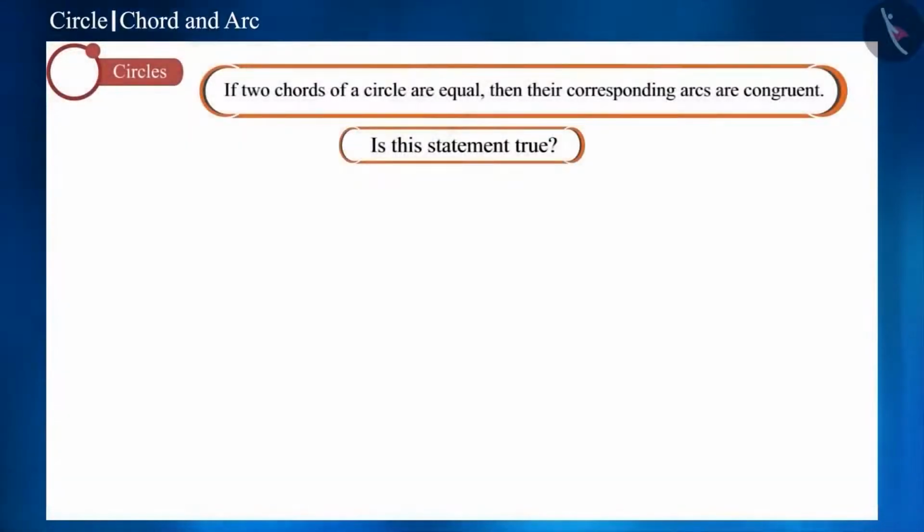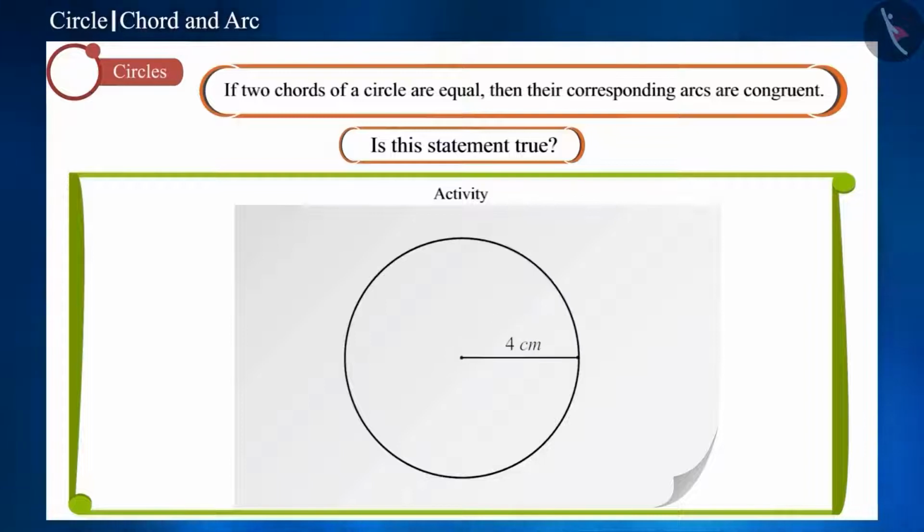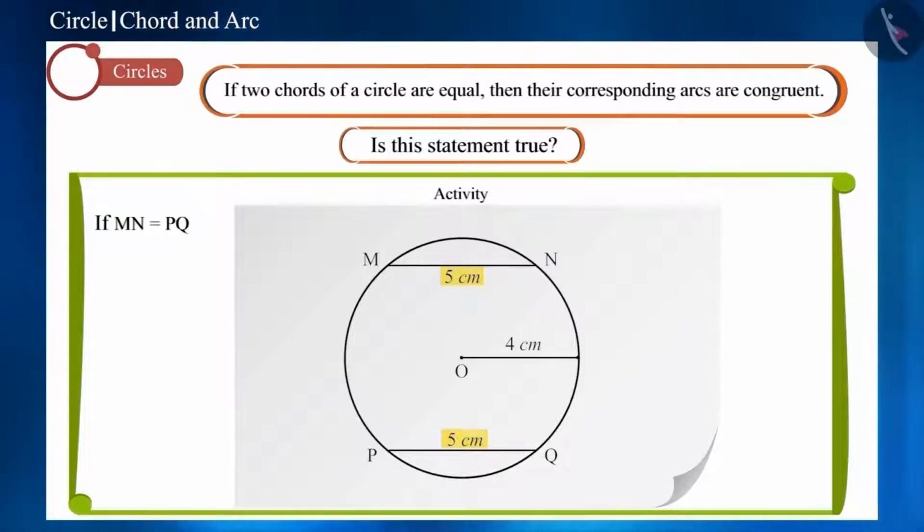Let's examine this statement with the help of an activity. On a paper, draw a circle of radius 4 cm with center as O. Now, we will draw 2 equal chords, MN and PQ, whose length is 5 cm. According to the statement, both these arcs MN and PQ will be congruent.